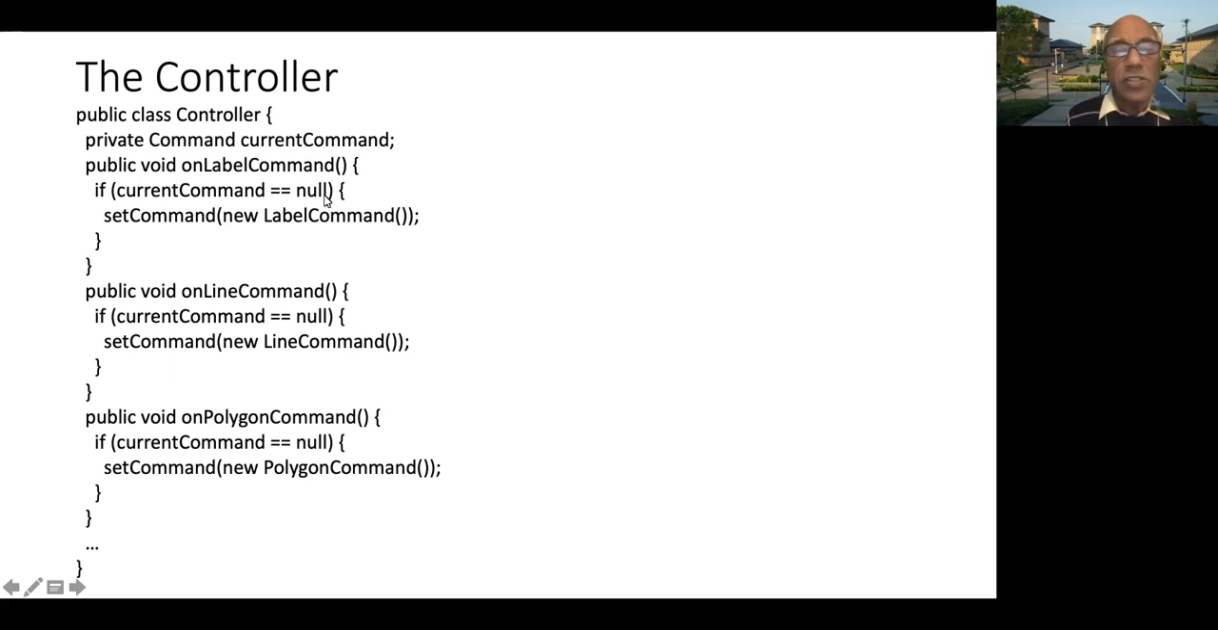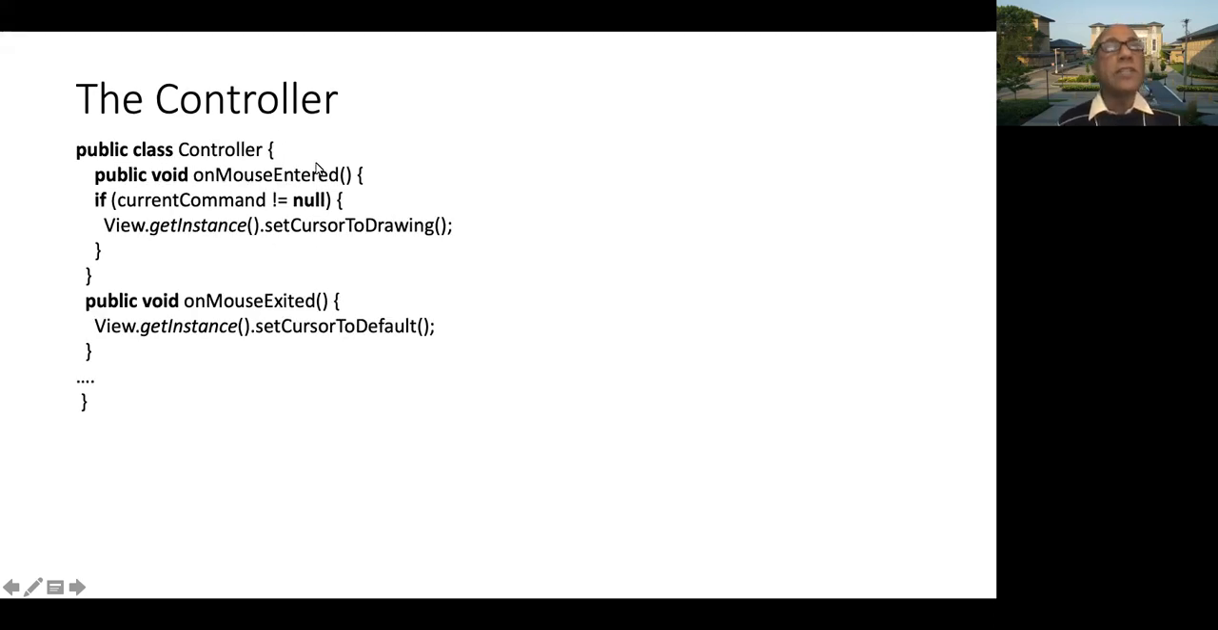If the current command is null, if there is nothing else going on, if there is no other shape being drawn, for example, we can allow this new shape to be drawn. And we remember that in set command. All set command does is it sets current command to this command.